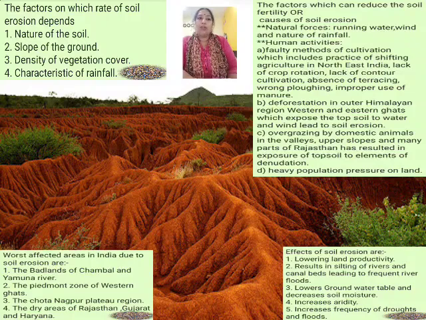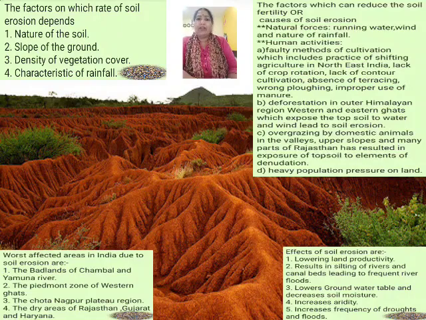Now, you also should know what are the worst affected areas in India because of soil erosion. The answer will be the Badlands of Chambal and the Yamuna River, the Piedmont zones of the Western Ghats, the Chota Nagpur Plateau region, and the dry areas of Rajasthan, Gujarat and Haryana.